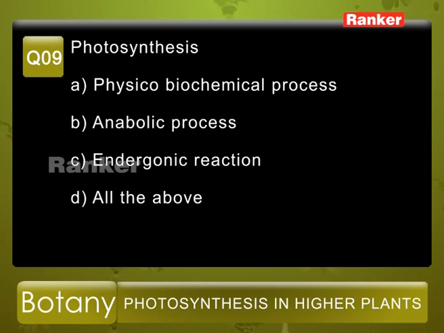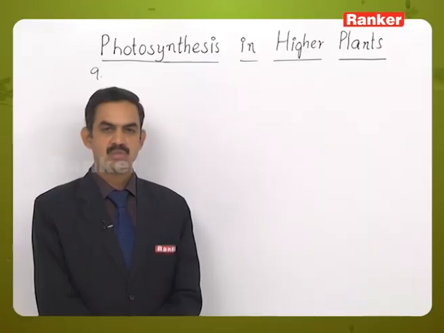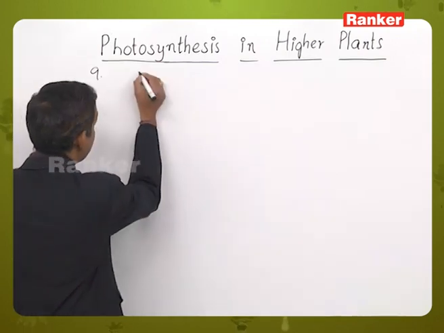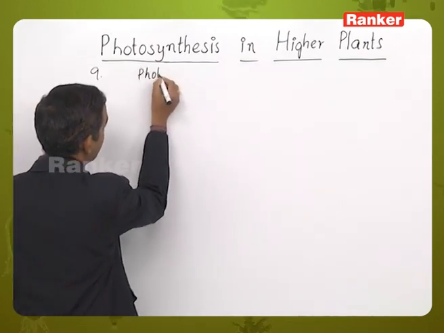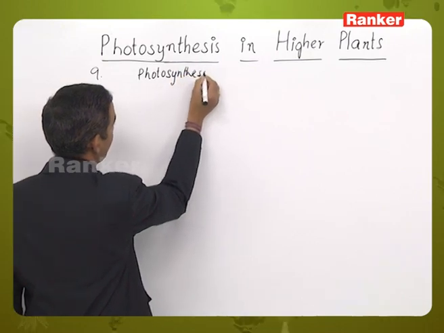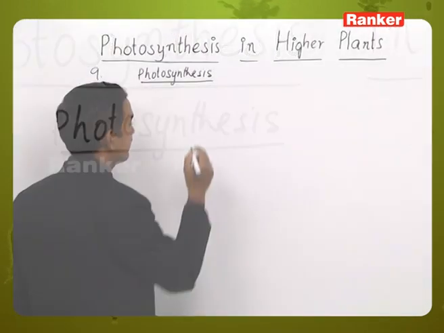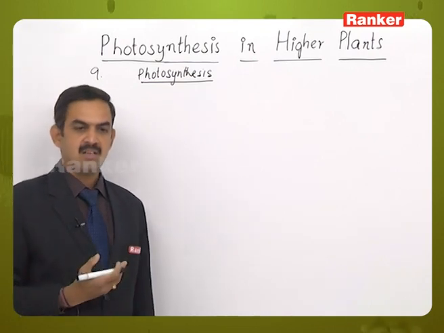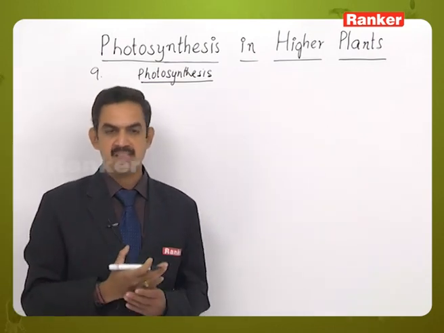Photosynthesis. The given options: A, physico-biochemical process; B, anabolic process; C, endergonic reaction; and D, all the above. So here this is the basic question related to photosynthesis. So we always say that photosynthesis will take place in plants, but basically what is photosynthesis?